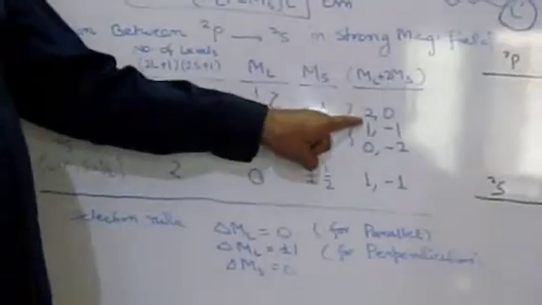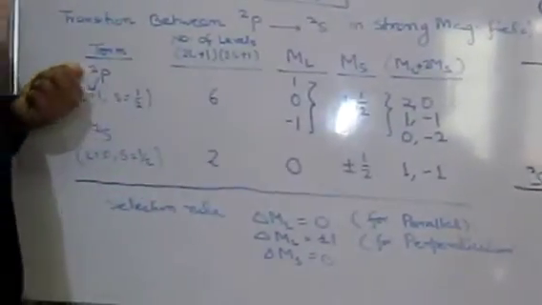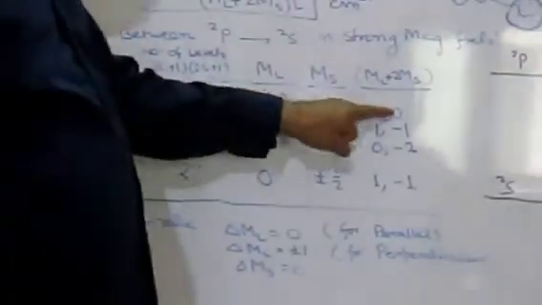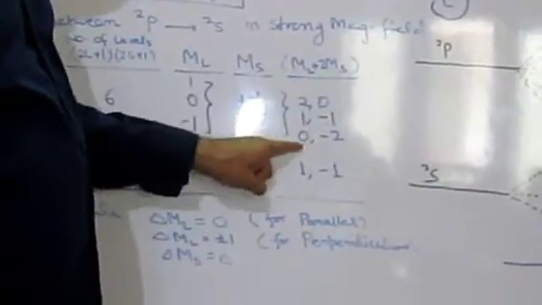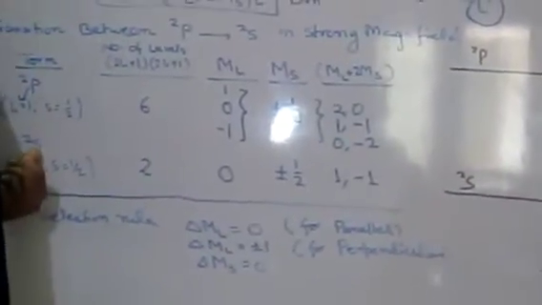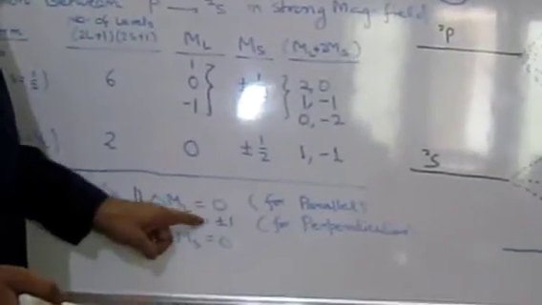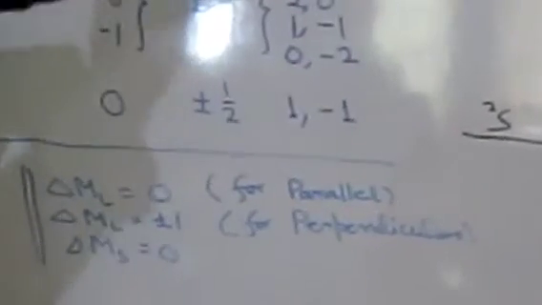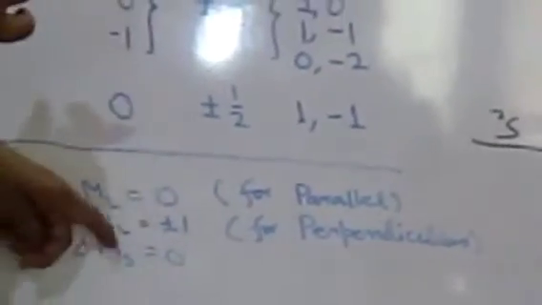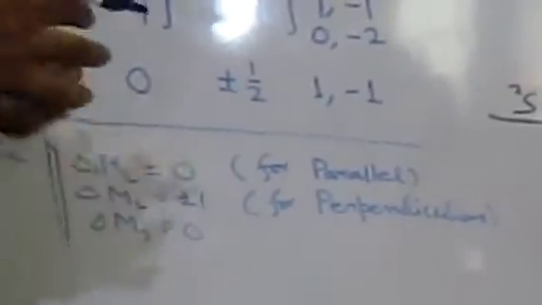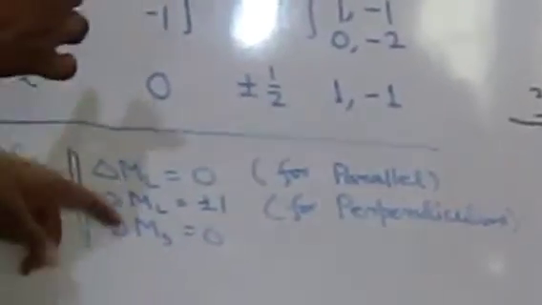So here we can see the 2p state is split into 6 states: 2, 0, 1, minus 1, 0, minus 2. Similarly, the S state is split into 2 states, 1 and minus 1. These are the selection rules: delta ml equal to 0, and delta ml equal to plus minus 1. The 0 gives the lines which are parallel to the magnetic field, and plus minus 1 gives the lines which are perpendicular to the magnetic field. And this is the selection rule for ms.